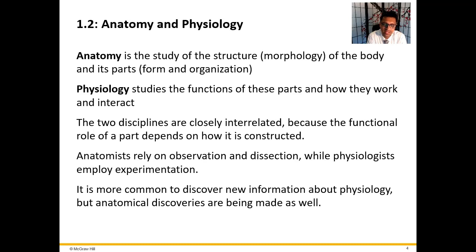Anatomists rely on observation and dissection, while physiologists employ experimentation. So that's the difference. Basically, anatomists look at the cadaver and the dissection and say, okay, this is the heart, this is the liver, but the physiologist will say, well, how does all this work? Exercise physiology, if you've taken that, is a fun class where you do VO2 max testing, get on the treadmill and see what your VO2 max is. So exercise physiologists are more concerned with the exercise component. It's more common to discover new information about physiology, but anatomical discoveries are being made as well.